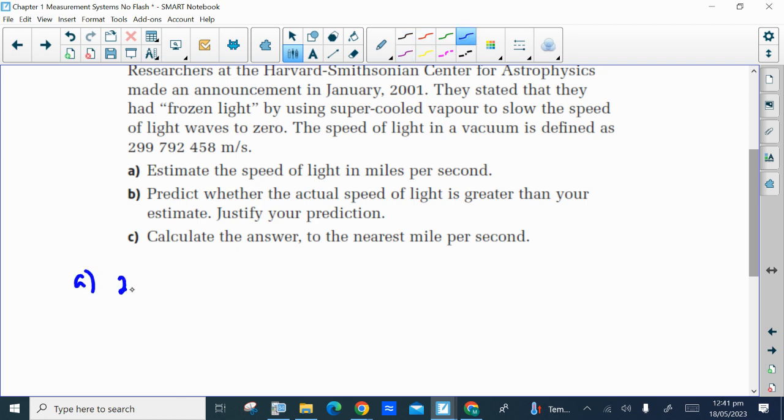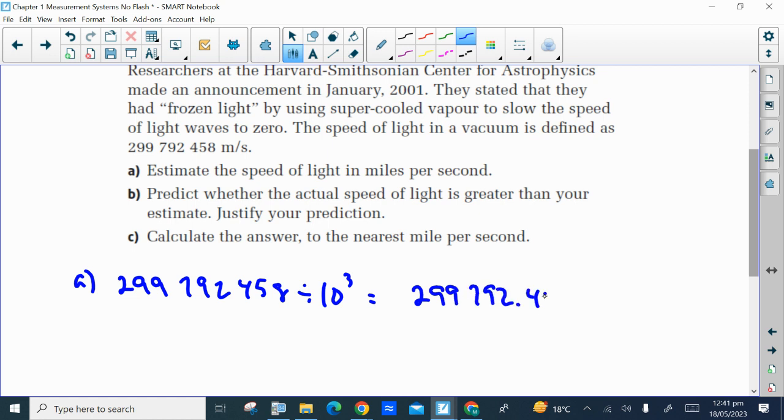So this is how we start this. We'll take the number of meters per second and divide by 10 cubed, which is the same as dividing by 1,000. There's 3 zeros there, so the decimal is going to move 3 to the left. Your answer must get smaller. 299,792.458 kilometers per second.